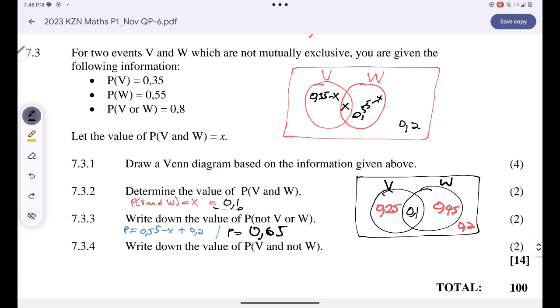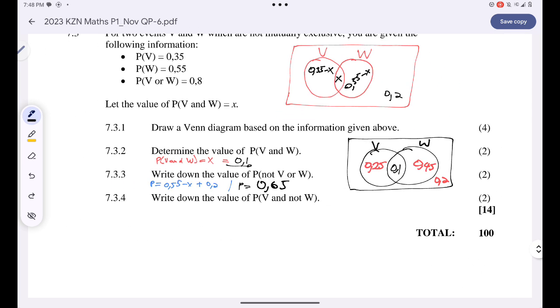Okay, write down the value of V and not W. I'm focusing on V and not W, so basically I'm just excluding the intersection and the W-only part. I'm just looking for the probability of V only, which is 0.35 minus X, or V only is just 0.25.